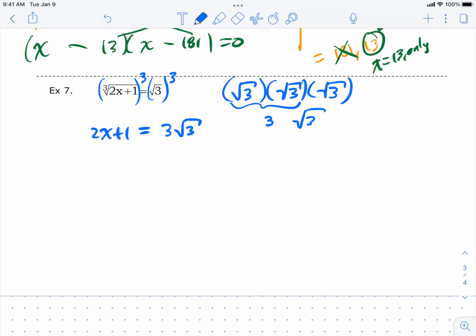What should I do here? I know what I should do here. I should subtract 1 on both sides. Subtract 1. So the left side is 2x. The right side is... And custom is to put the negative 1 first, like this. I'm just going to say it looks better than this, 3 radical 3 minus 1. That doesn't look as good.